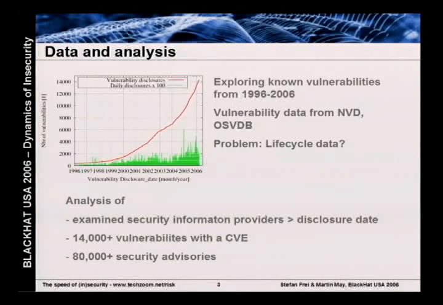To get our data, we analyzed the NVDB and the OSVDB. Then we looked at all the CVE documents, and we spidered about 80,000 security advisories from different information providers, from exploit sites, from patch sites, from vendors, and so on. So there's a huge pot of information, and we tried to make sense of it by correlating it.